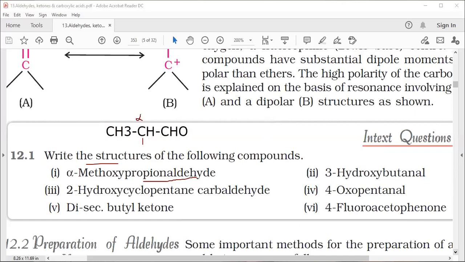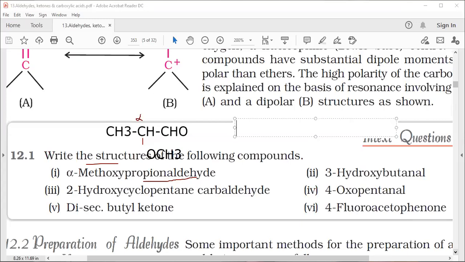OCH3, finished. Alpha methoxypropionaldehyde. Now write second. 3-hydroxybutanol. How can we write 3-hydroxybutanol? So first of all, you have to write butanol. Butanol means how many carbon? 4 carbon.